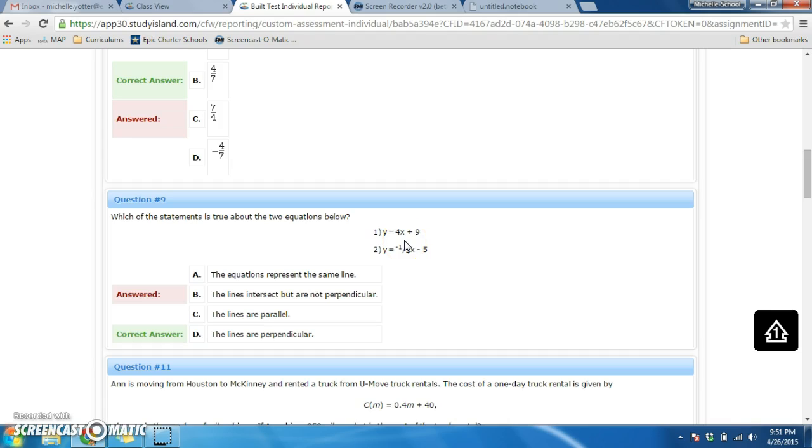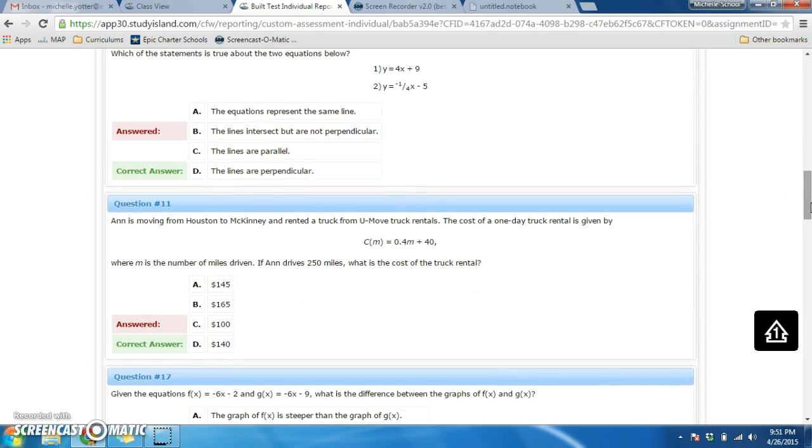If they're perpendicular, remember our song, flip it, change the sign, flip it, change the sign. If I flip 4, because that's really 4 over 1, it becomes 1 over 4. It was positive, now it becomes negative, okay? Now if I flip this one over and change the sign, I'm going to get this one, so that's why it's perpendicular.